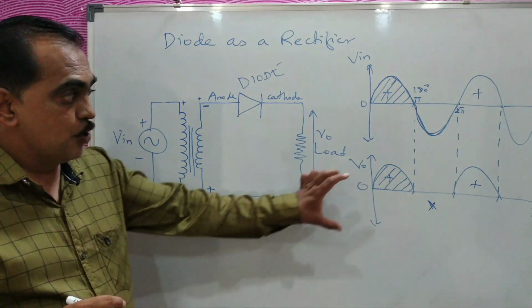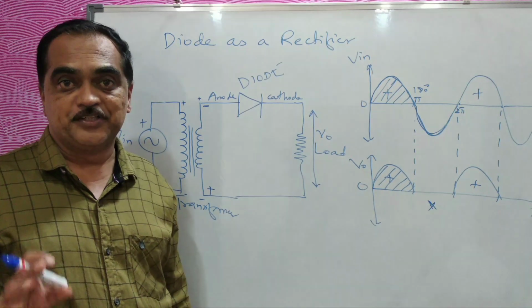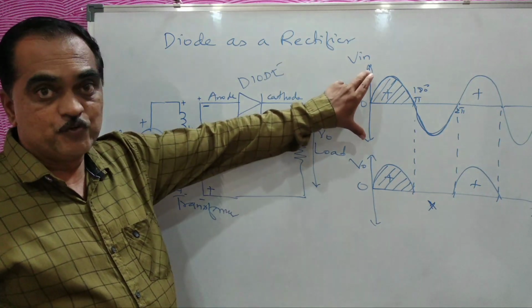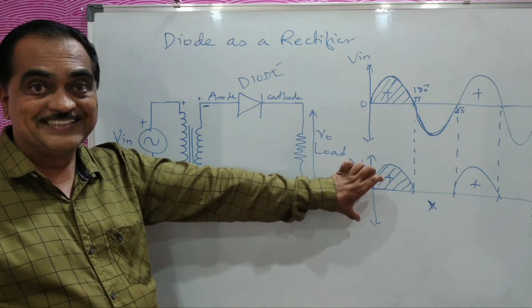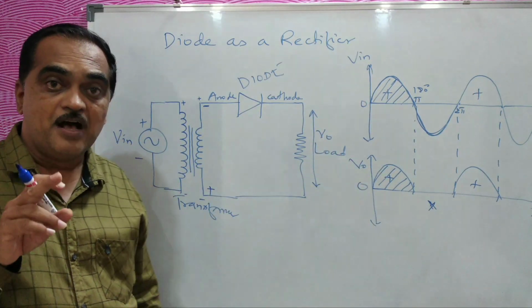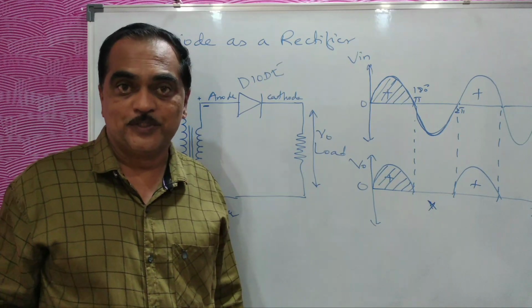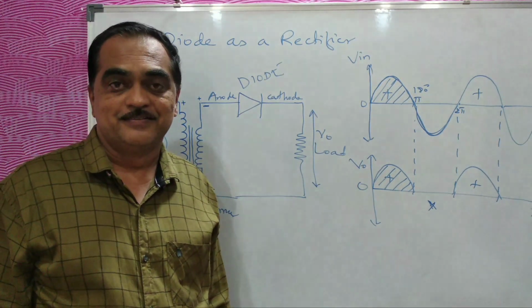That means in the output the current will flow only in one direction, that is positive. So this alternating current, which was positive and negative, is converted into only one direction current, that is direct current. So AC is converted into DC, and the conversion of AC to DC is done by a rectifier only. So diode is used as the rectifier.